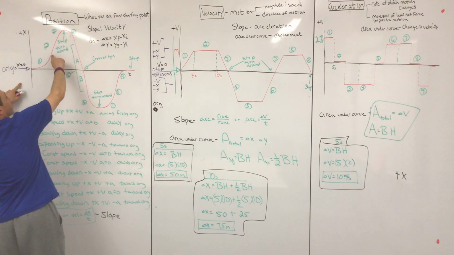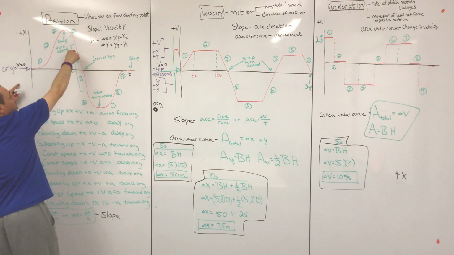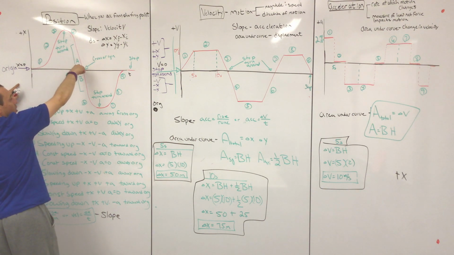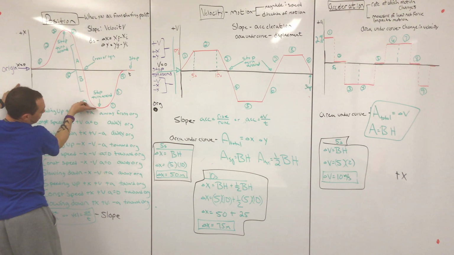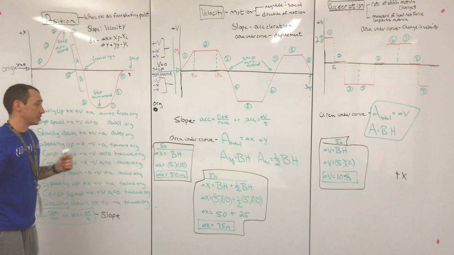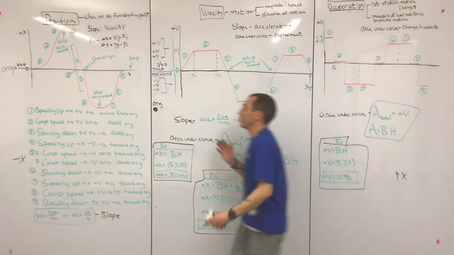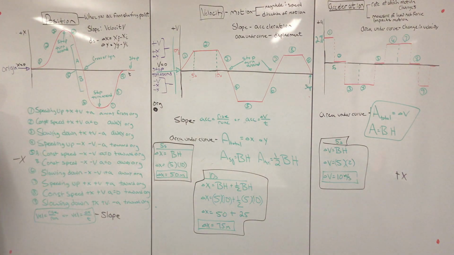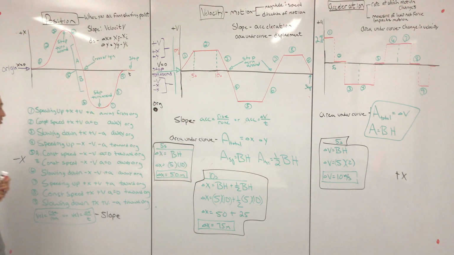I speed up away from my origin point, I slow down, stop, turn around, start to move towards my origin point, cross my origin point, start to move, slow down, turn around, and then move back towards my origin point and stop, right? Which is exactly what I did. I moved away from origin point, stopped, turned around, crossed it, stopped, turned around, and came back, right? And that's what this is a graph of.